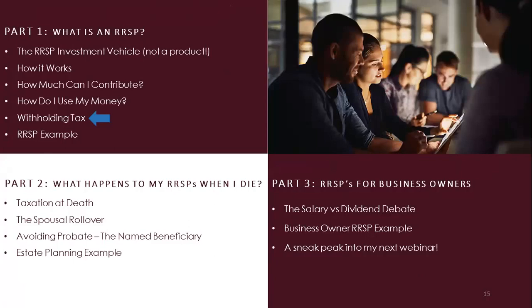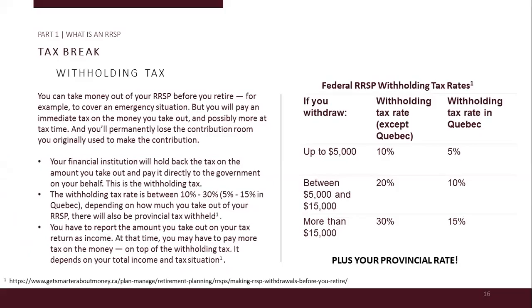Okay, it's time for a tax break. You can take money out of your RRSPs before you retire for reasons other than buying a home or funding your schooling. Perhaps an emergency situation arises and you have no other options. But beware, you will pay an immediate tax on the money you take out and possibly more at tax time. And you'll permanently lose the contribution room you originally used to make the contribution.